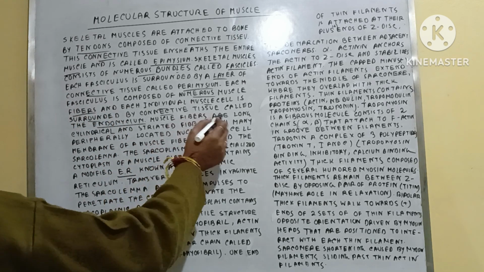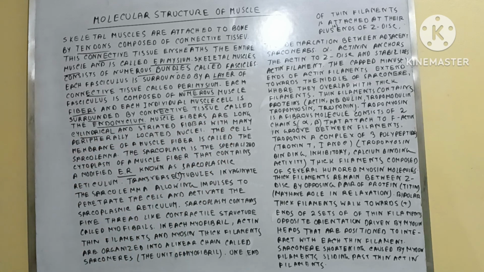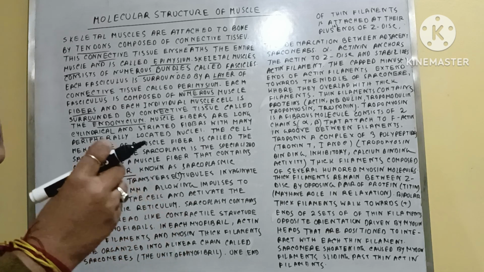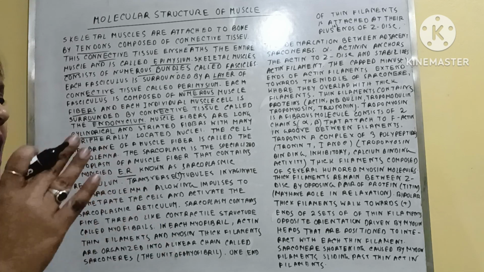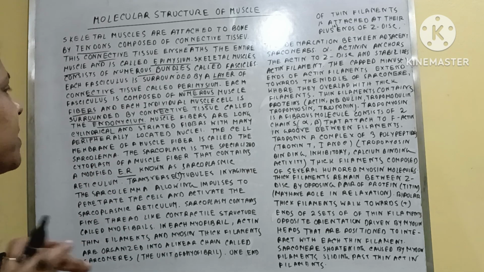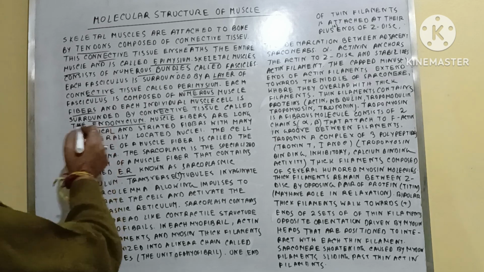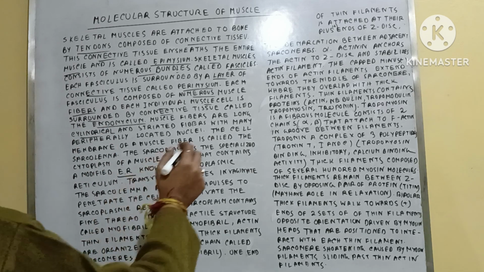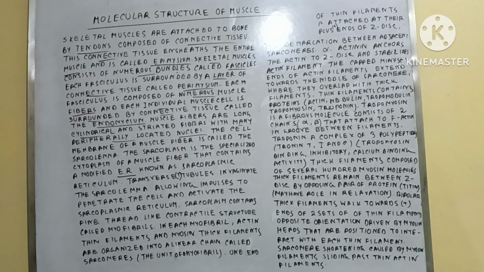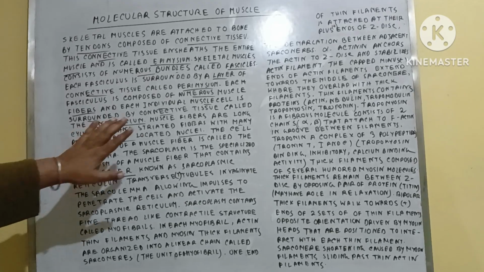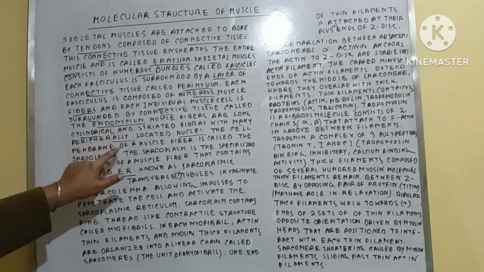And the muscle fibers are very long, cylindrical, striated fibers. Striated means there are stripe bands present, and unstriated means no stripe bands. So muscle fibers are long, cylindrical, striated fibers, and generally they have many nuclei located in the periphery of the fiber.